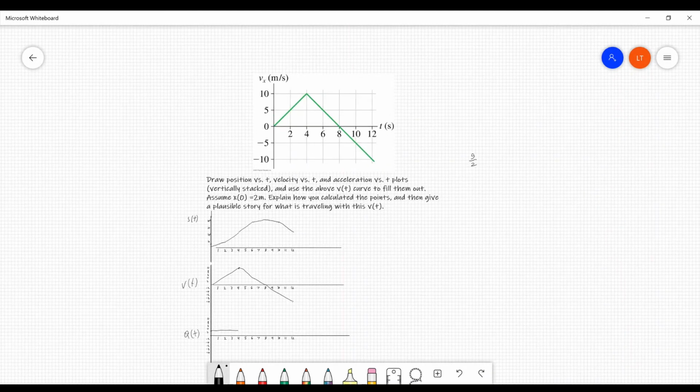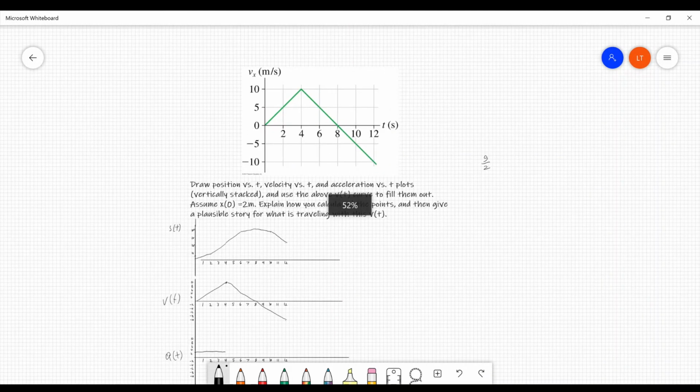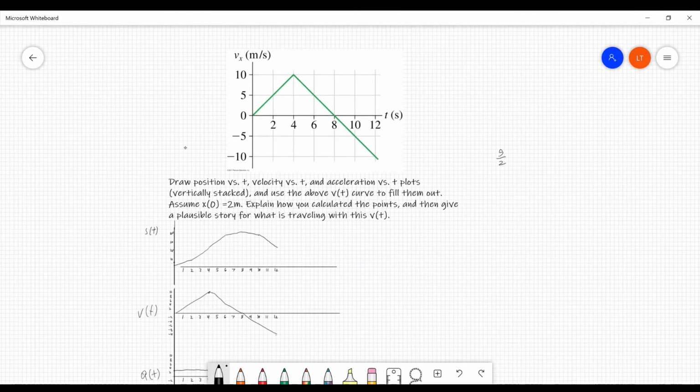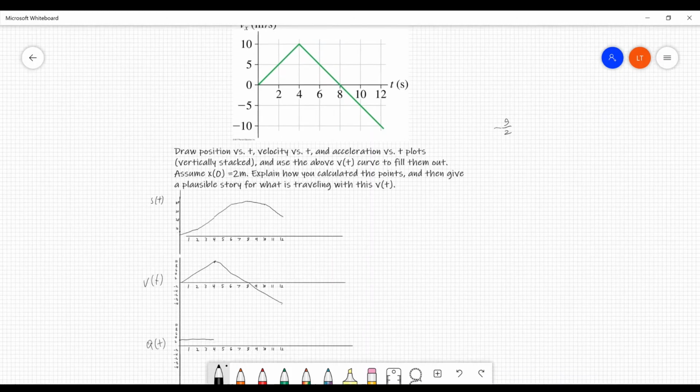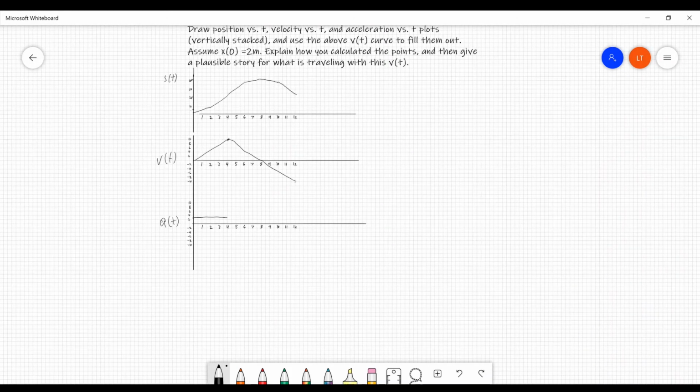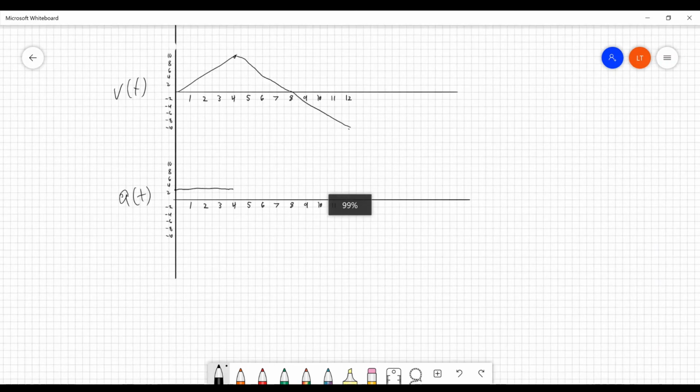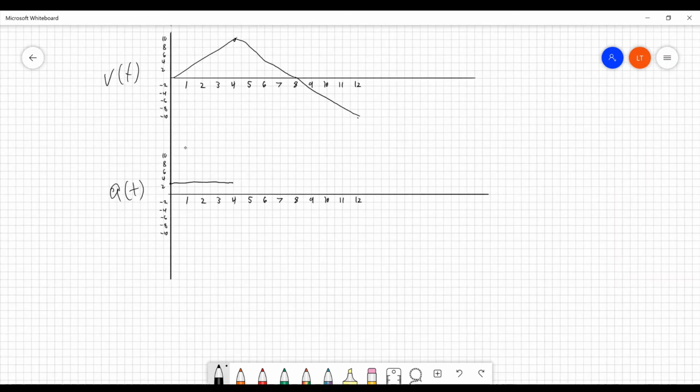We can see that the slope from t equals 4 to 12 all the way over there is actually negative 5 over 2. So this would actually jump off right there. Start again down here. It's about negative 2.5. And go all the way to 12. Like that.